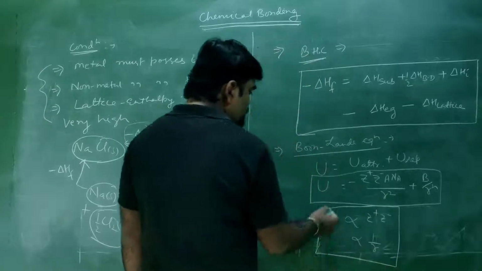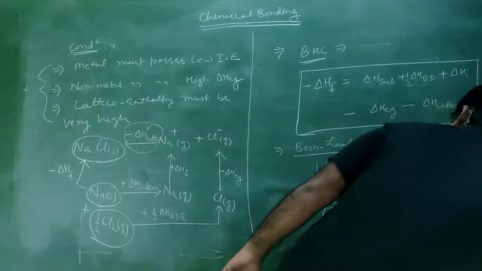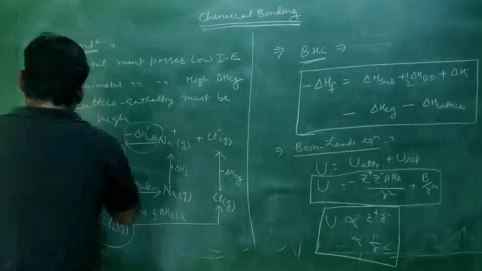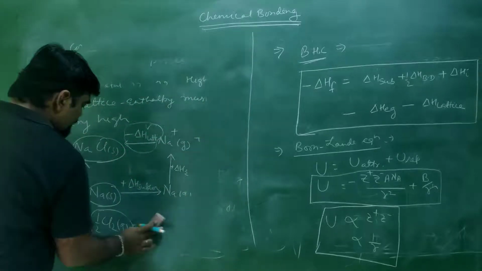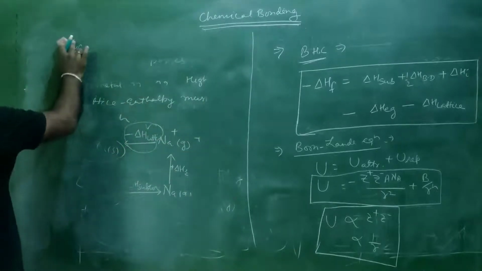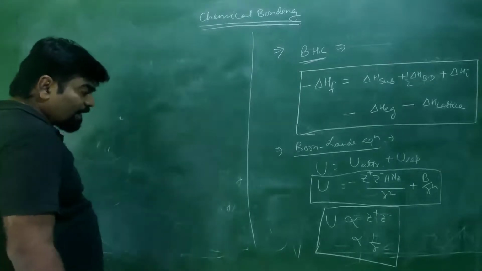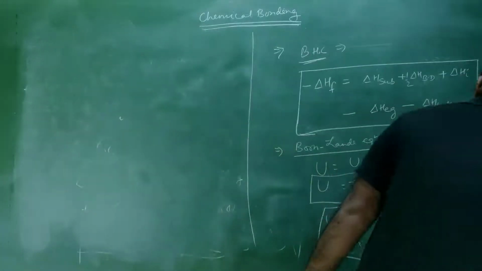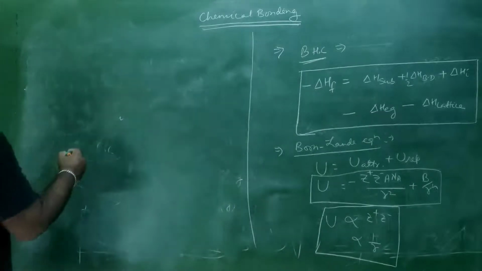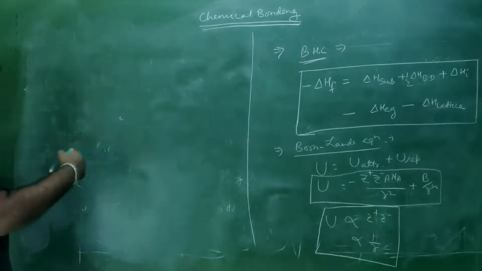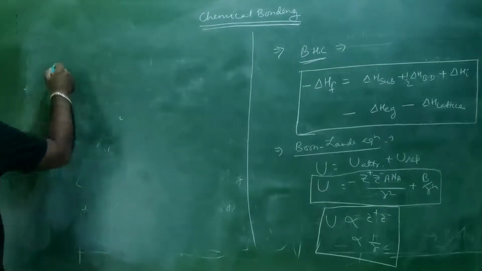That is, U is proportional to Z plus and Z minus and inversely proportional to radius. So by using Z plus and Z minus, we can find out which will have a high value of lattice enthalpy and which will have a low value. We can compare the lattice enthalpy value for any two compounds. Lattice enthalpy plays a very important role while explaining the variations of melting and boiling point and solubility of ionic compounds.